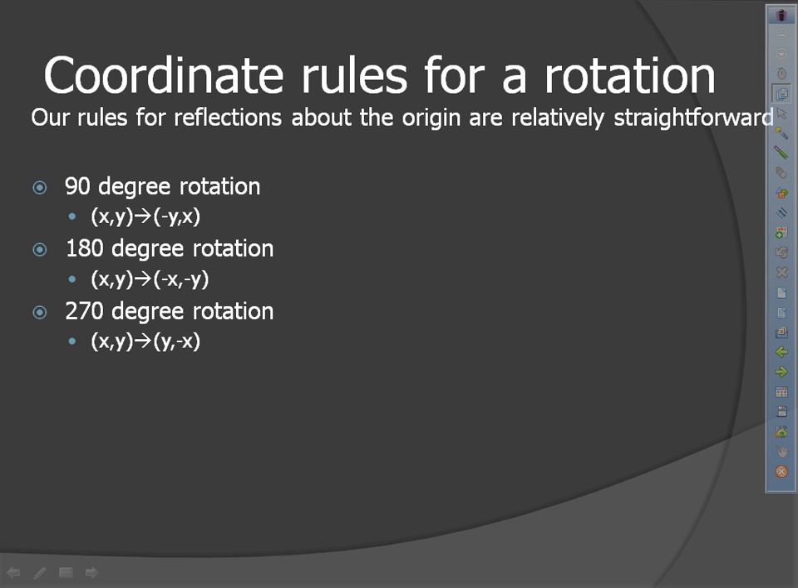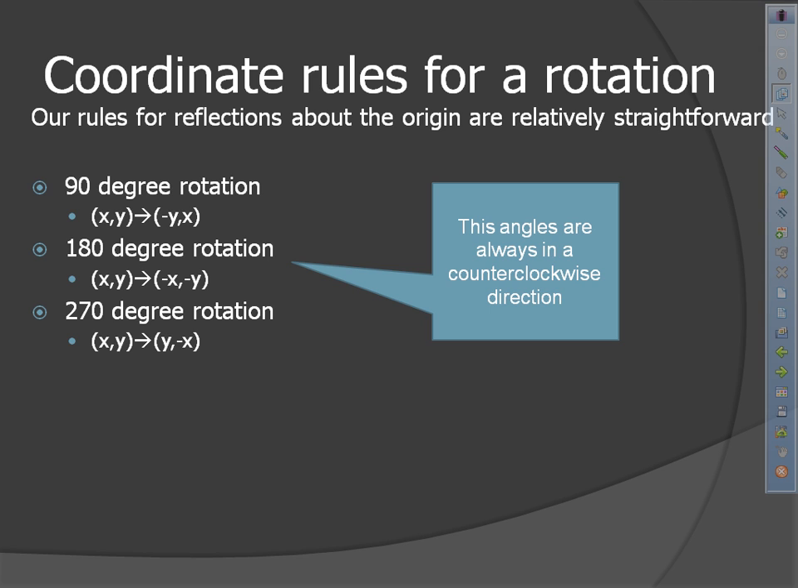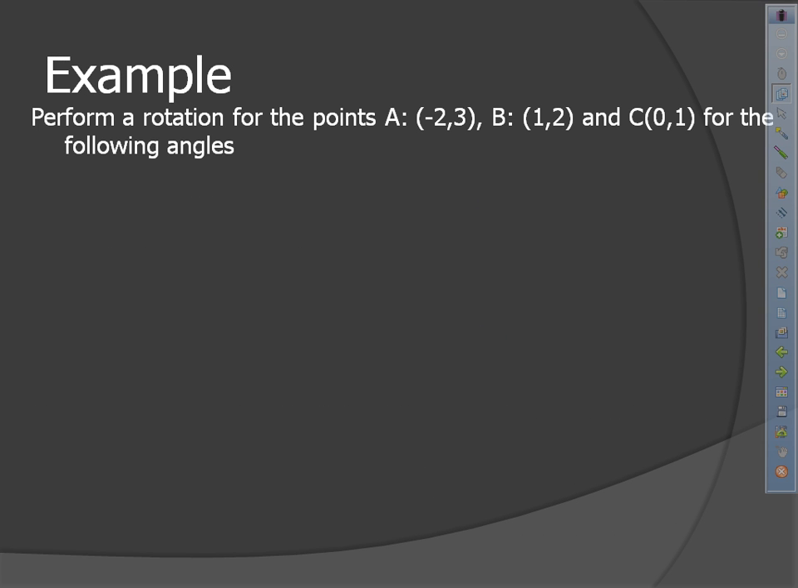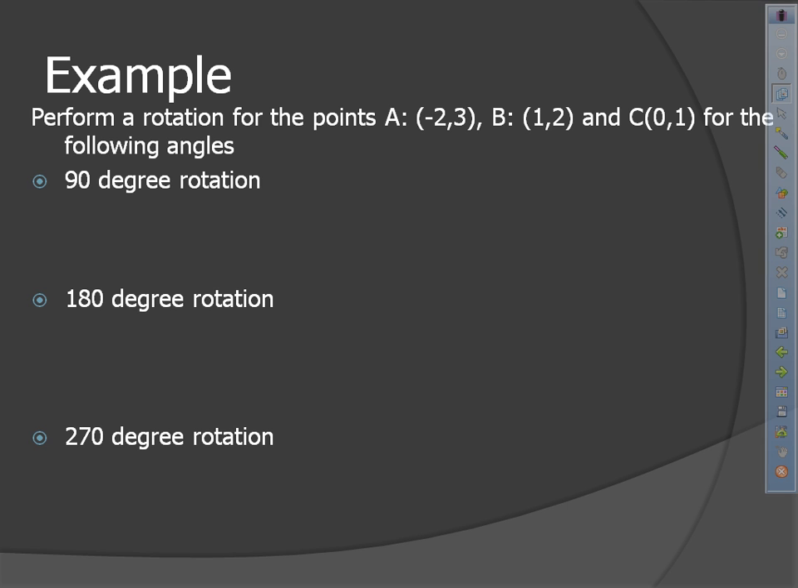All right, let's do a quick example. I should probably point this out. These angles we're always talking about in a counterclockwise direction. At this point, we're almost exclusively talking about counterclockwise. All right, let's do this example. So let's say I have these points, and I want to rotate them for the following angles. Okay, so let's go through and do that.